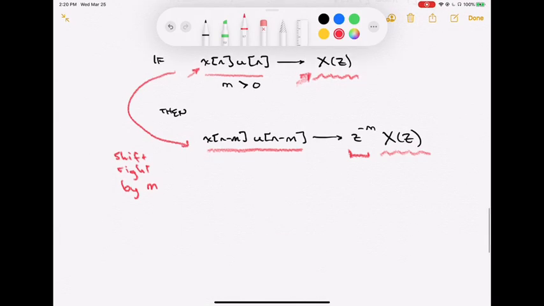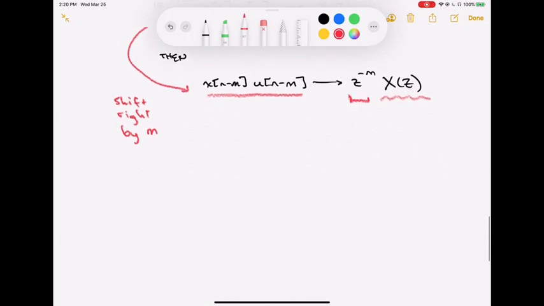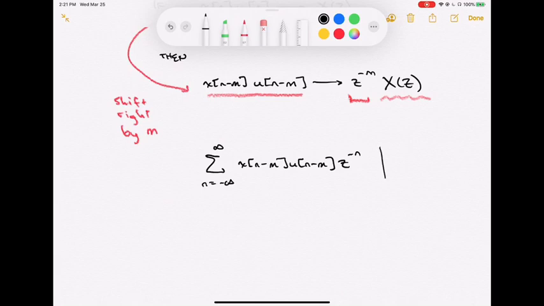If I wanted to prove this, we aren't going to prove every property, but we'll go ahead and prove this one because it's not so bad. It's a pretty reasonable one to prove. Let's just go ahead and do it by definition. I'm going to have here a summation. I'm going to let that sum go minus infinity to infinity. I'm taking the z transform of that shifted signal. So I have x[n minus m], and I have u[n minus m]. Those have to weight that exponential z to the minus n, and I need to be able to handle this particular sum.